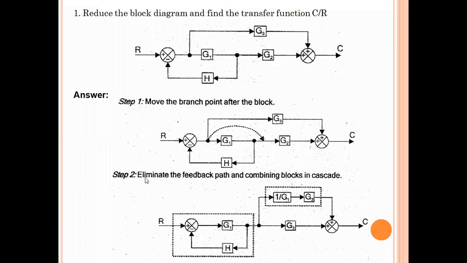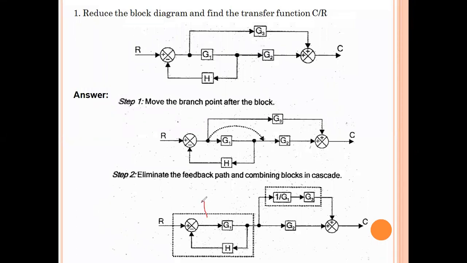So that is step 2. Step 2 is to eliminate the negative feedback loop, this one, and also combine the cascaded blocks G3 and 1 by G1. So this is our step 2. And what will we get here? We'll get a simple block, and the transfer function of that block will be, here, the gain is G1 and the feedback gain is H.